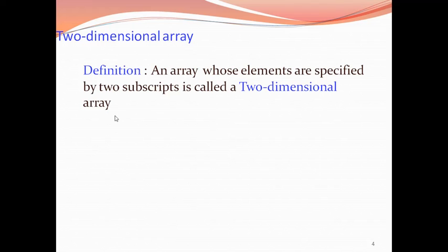Two-dimensional array: an array whose elements are specified by two subscripts is called a two-dimensional array. In the last session, we discussed the one-dimensional array. The one-dimensional array consists of one subscript. Here, the two-dimensional array consists of two subscripts.